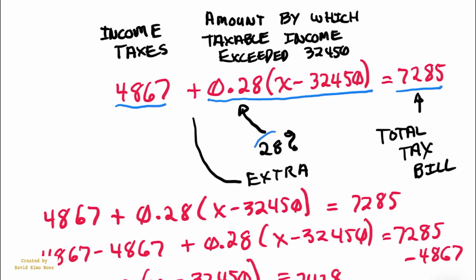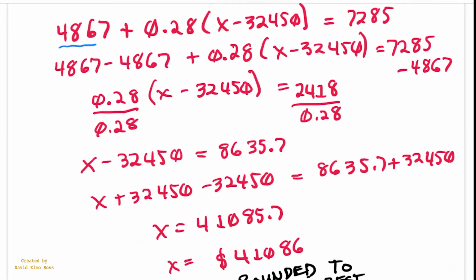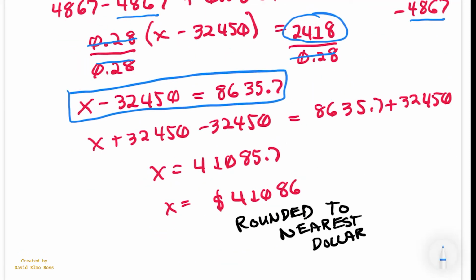Now 28%, as we saw before, is really just 0.28 as a decimal. So what we have here is the 4867 plus 0.28 times this equals 7285. What we're going to do is subtract from both sides, and that's going to end up on this side as 2418. Once we have that, we can then divide both sides by 0.28, and that's going to give us this. Now we're going to carry an extra digit beyond here just to make sure when we're finished, we're going to round to the nearest dollar.